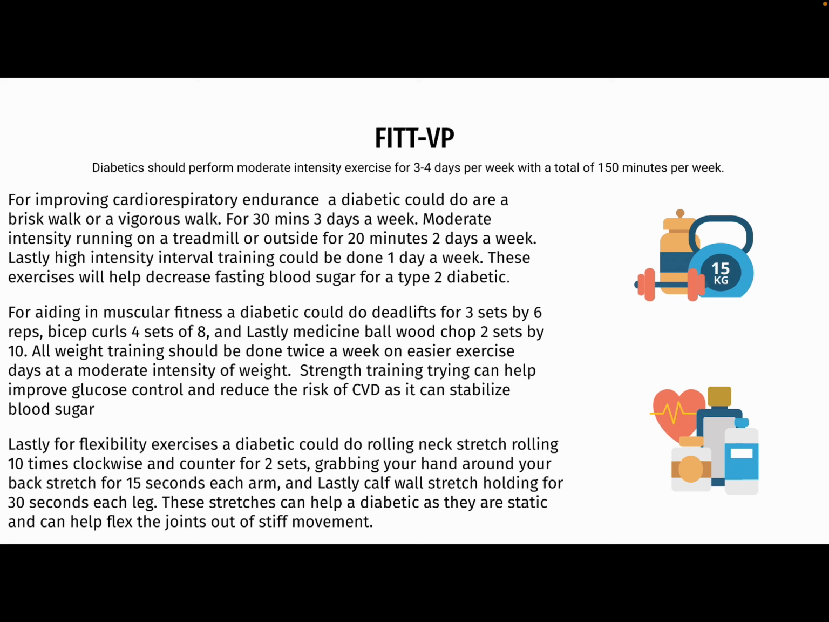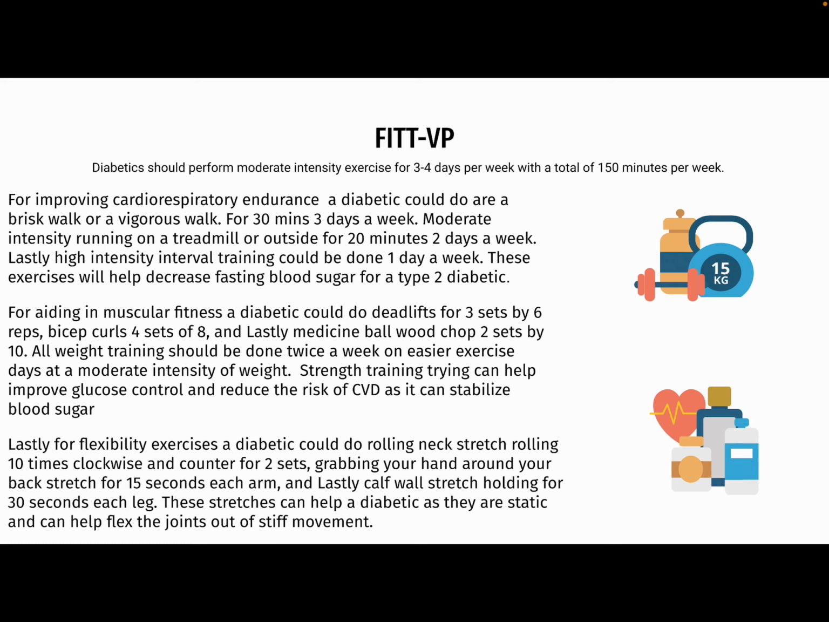Lastly, for flexibility exercises, a diabetic could do a rolling neck stretch, in which you roll your neck back and forth slowly 10 times clockwise and counterclockwise for 2 sets. Next, they could grab their hand or their arm around their back and try to get them to connect, causing a stretch in the biceps and in the shoulder for 15 seconds for each arm.